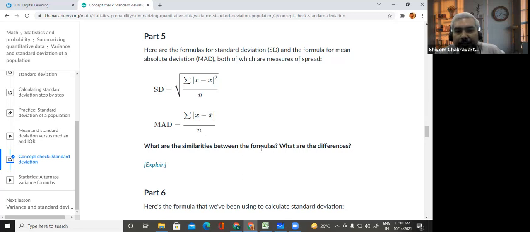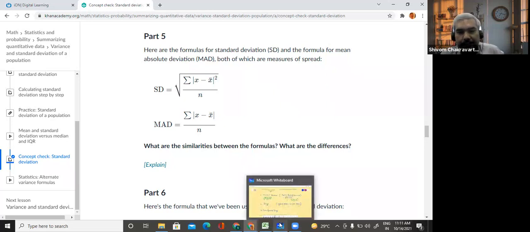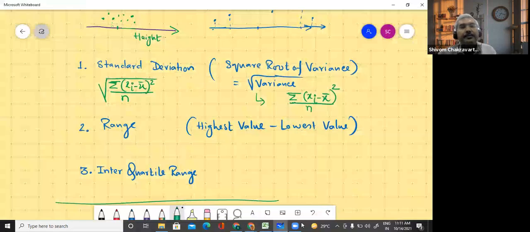What are the similarities between the formulas? What are the differences? Yeah. So for this, let us take the values.